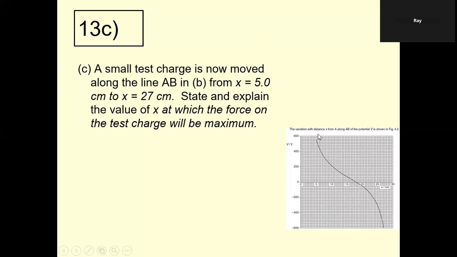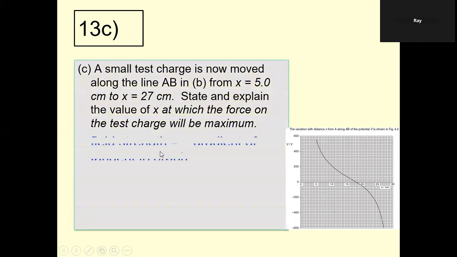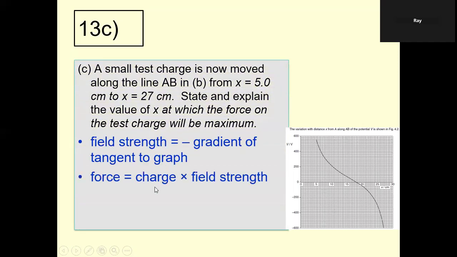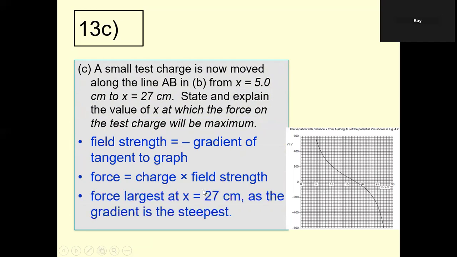Here, slope. State and explain the value of x at which the force is maximum. Electric field strength is the force on the unit charge. So the slope, the gradient, is electric field strength. So electric field strength is maximum here or maximum here. Largest will be here because the slope is greater. Force is charge times electric field strength. Largest at 27 cm here, as the gradient is the steepest.